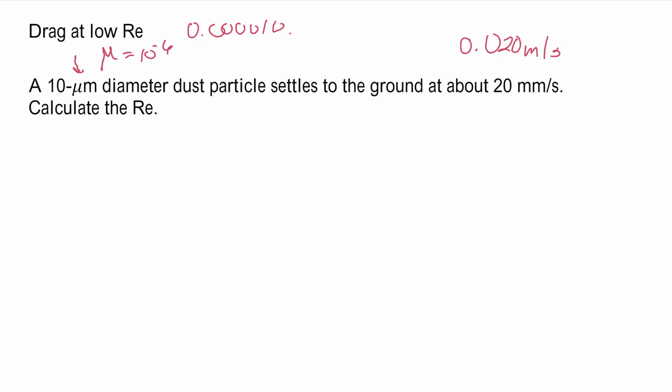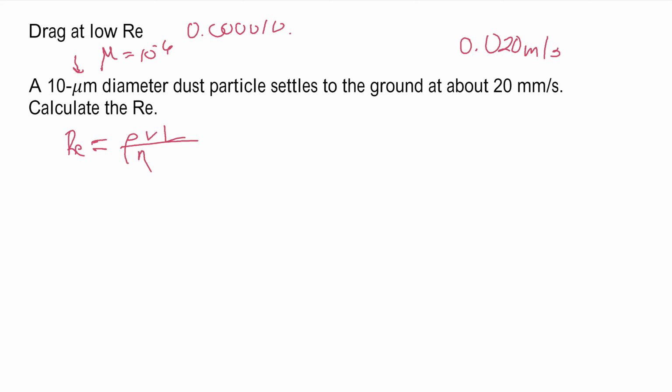They want the Reynolds number, so I have to have a formula for it. Re equals rho, the density, times velocity times diameter, over that weird letter, eta, the viscosity.